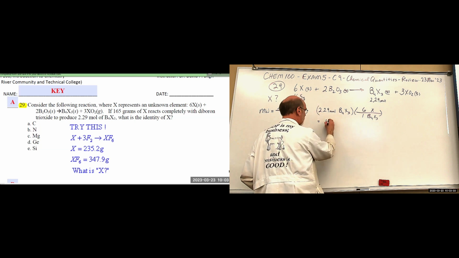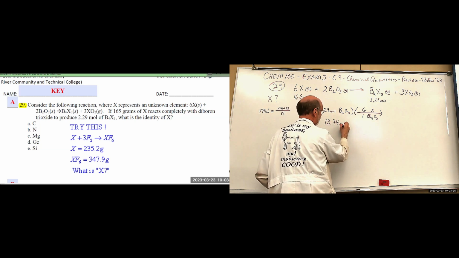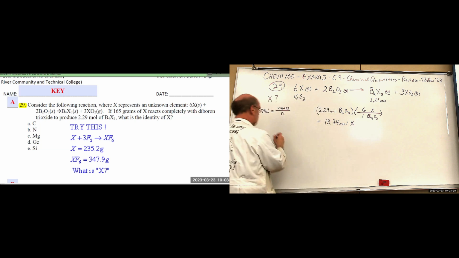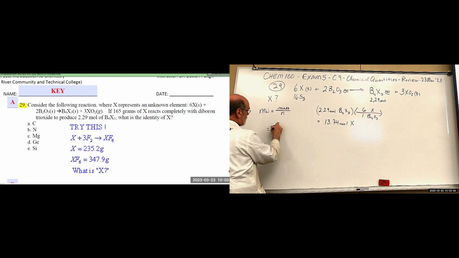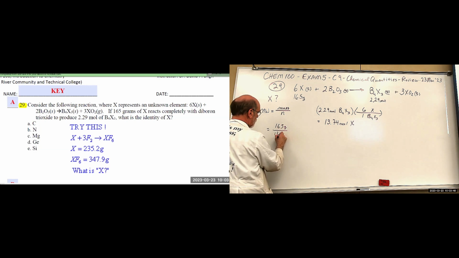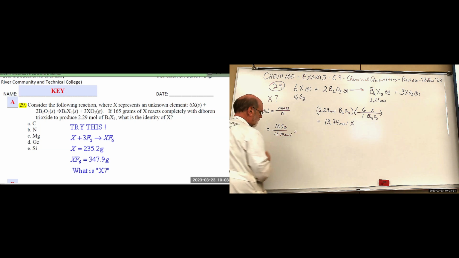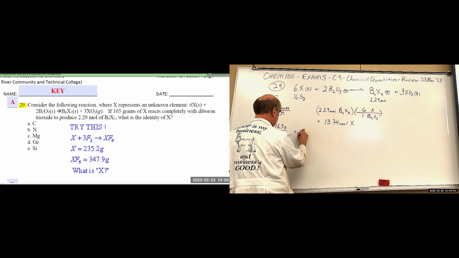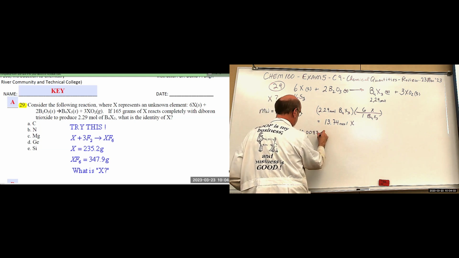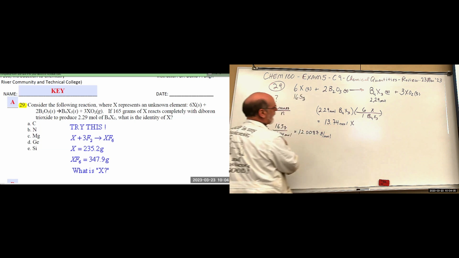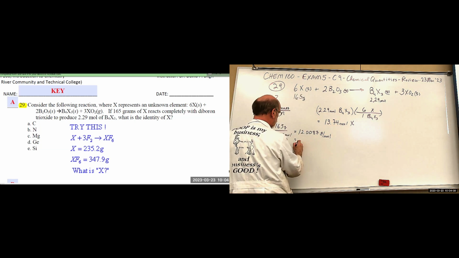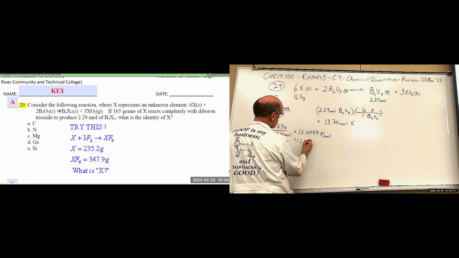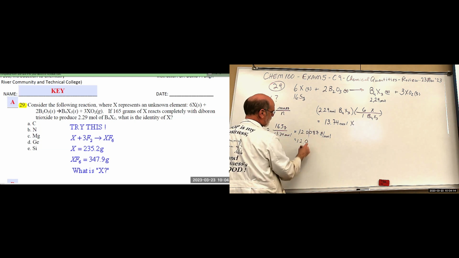13.74. That's how many moles of X. So we can calculate the molar mass as 165 grams divided by 13.74 moles. All right, 165 and divide that number into it. We get 12.0087 grams per mole. And let's see, 3 significant figures equals 12.0. Right? We have to chop it off right there.